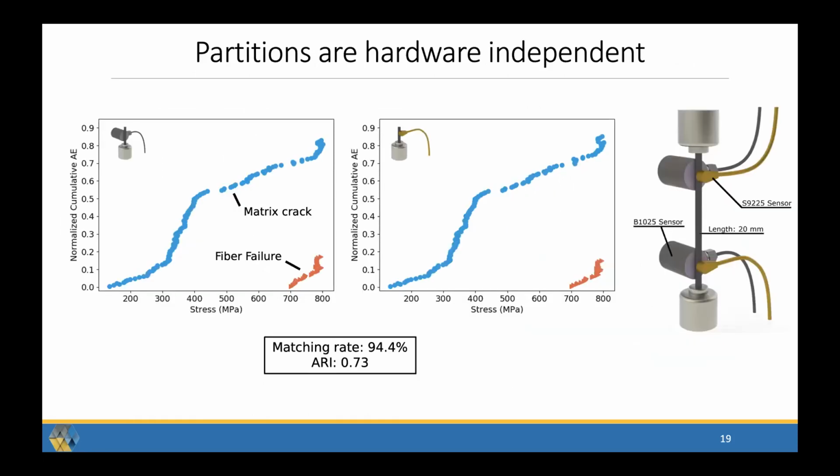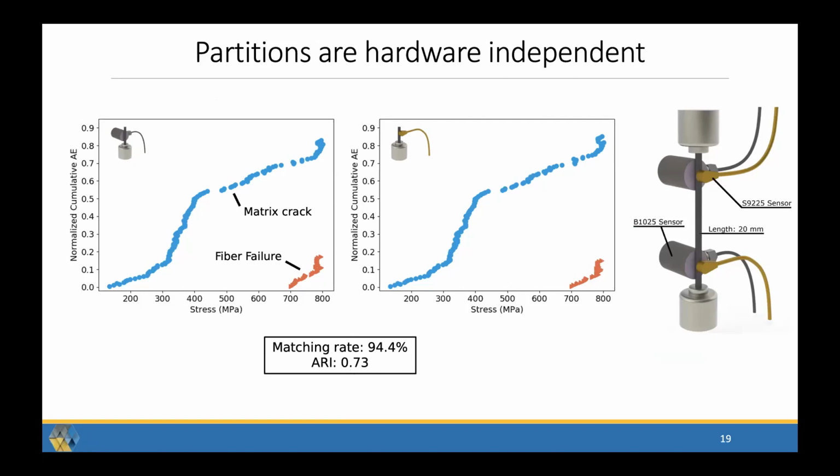And so when we took this approach, frequency domain, normalizing the energy, and then making that into basically a fingerprint and then using spectral clustering on that fingerprint, we were able to create partitions for damage mechanisms in composites. We checked if they were hardware independent. Remember, an ARI over 0.4 is good. So ARI is a little weird in that you think, oh, 0.73 is not that high, but for an ARI, it's very high.